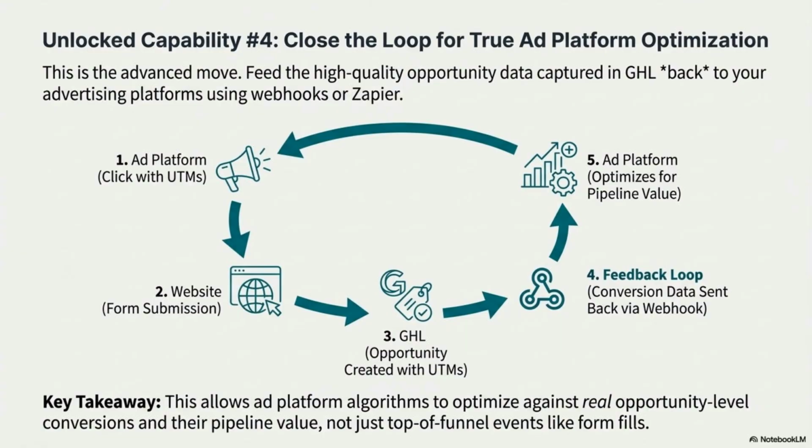This is where it gets powerful. When you push opportunity-level data back into your ad networks, Google or Facebook, they can optimize for pipeline value instead of just form fills. The loop looks like this. Ads generate clicks. A user submits a form. An opportunity is created with UTMs. That conversion data is pushed back to the ad platform. The ad platform optimizes for high-value conversions. This is how you finally get ads to optimize for actual revenue, not vanity metrics.